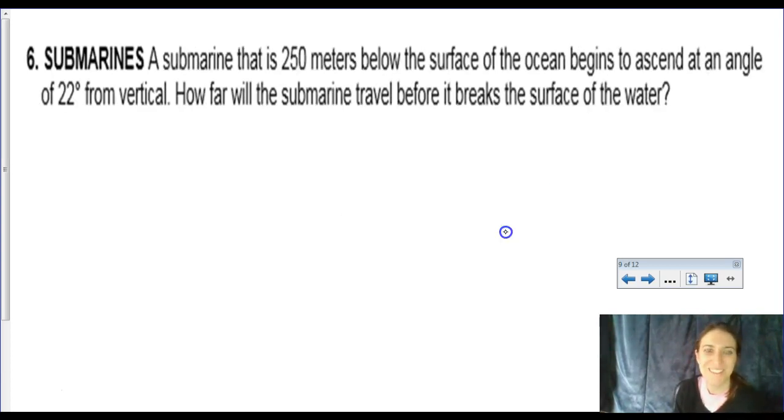Alright, submarines. Oh, this isn't getting much better. Alright, 250 meters below the surface of the ocean begins to ascend at an angle of 22 degrees from vertical. Alright, so the sub is going to be not going straight up to the surface level. It's going to kind of angle its way back to the surface. So if you thought my tower picture was bad, wait till you see my submarine. Ready?